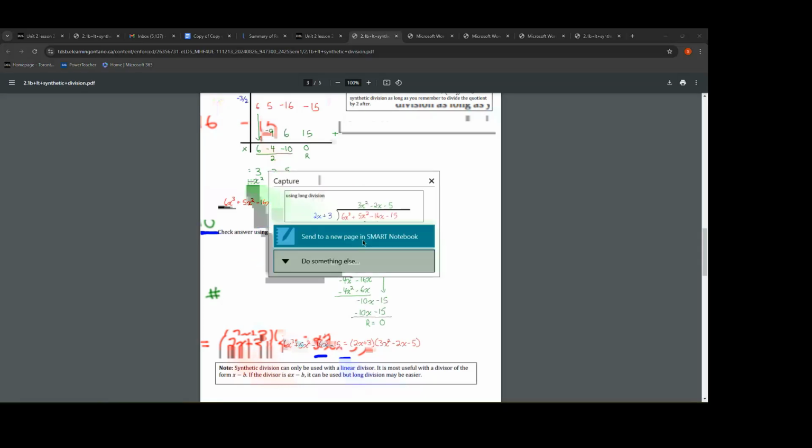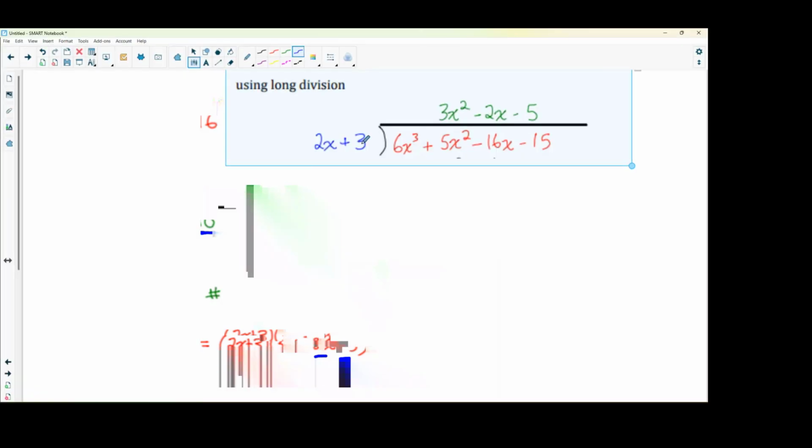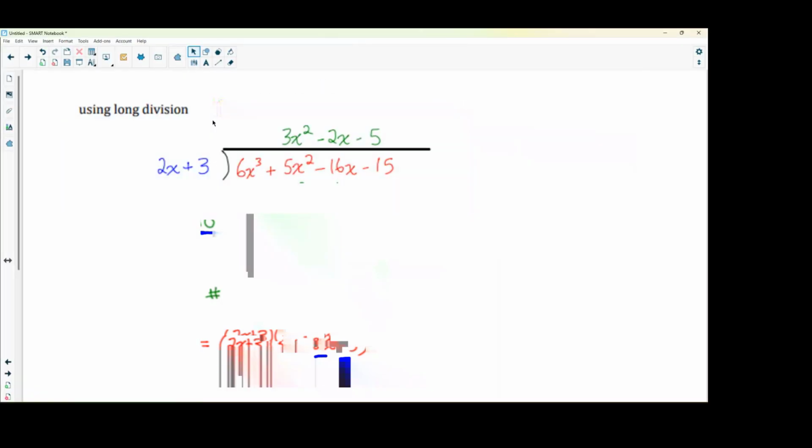And let's do long division to see if that's true. Let's double check our work here. Let's erase the answer. And remember, long division and synthetic division are two different ways of doing the same thing. You should know both methods because some questions require you to use one over the other. But in most cases, you can use either or.